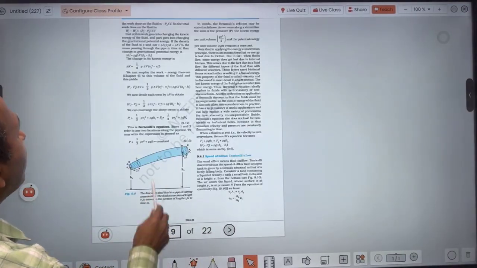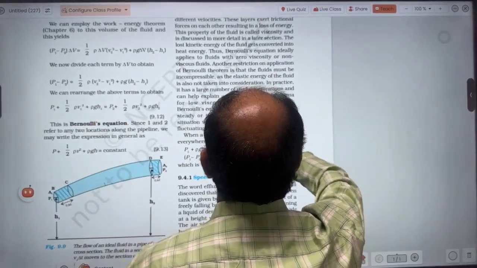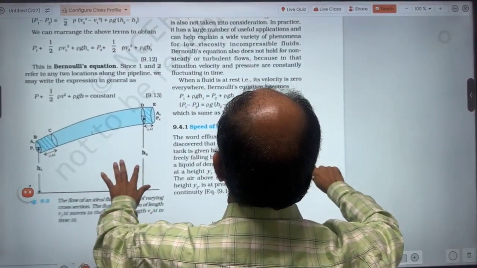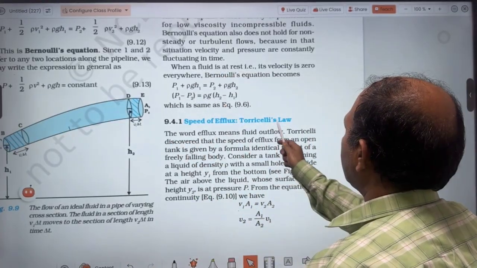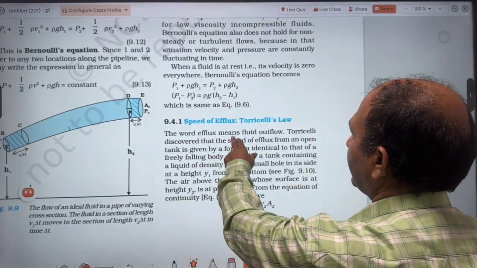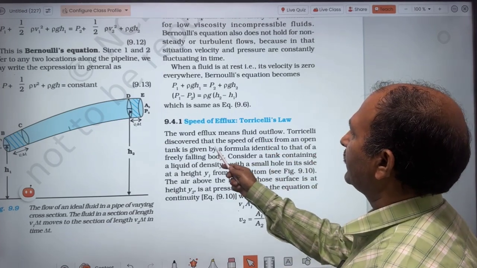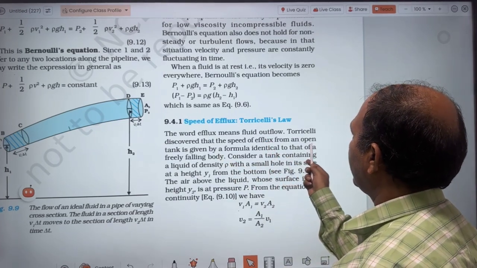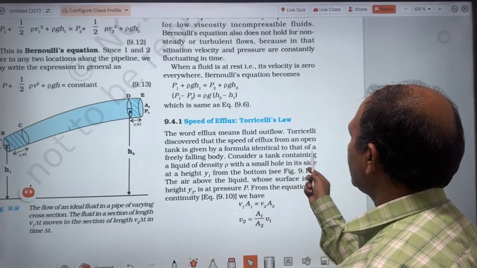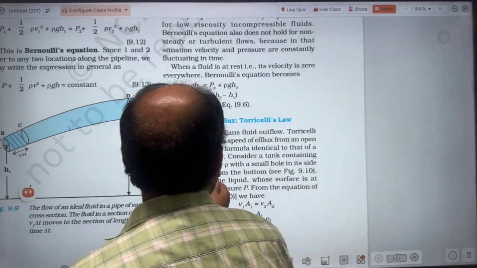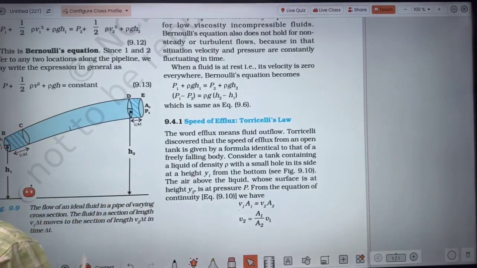go from the beginning. Here some information is given. So we can see speed of efflux, Torricelli's law. The word efflux means fluid outflow. Torricelli discovered that the speed of efflux from an open tank is given by a formula identical to that of a freely falling body. Do you remember what is the formula for a freely falling body?